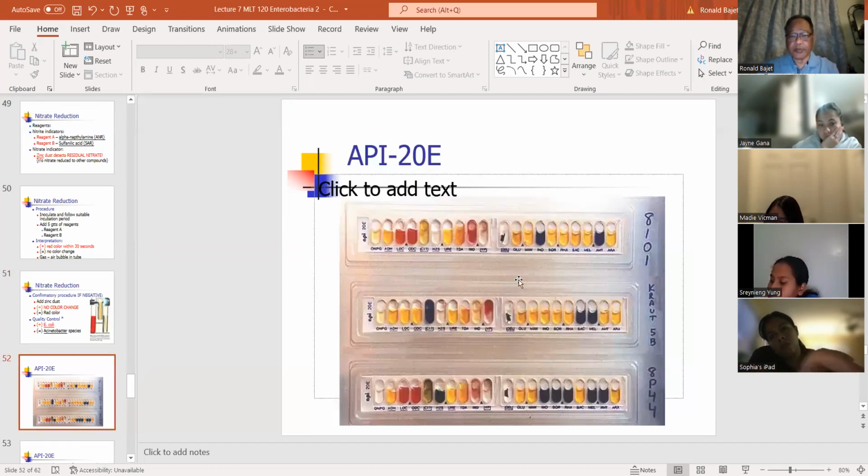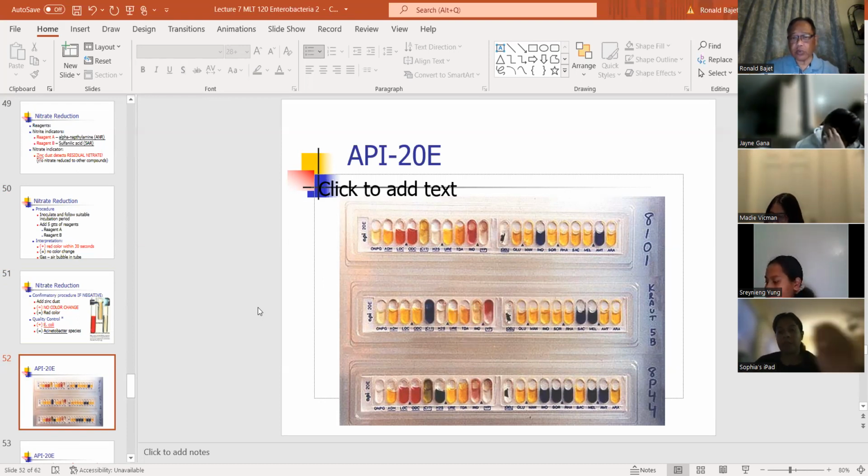Here are the API strips. I wish we could do these. I think we will, if they're in the laboratory. We're going to make some 0.5 McFarland standard suspension, inoculate the tubes, and then add the reagents, and then we'll take a look at the color reactions. If we're not going to identify the organism, at least we'll take a look at the color reactions.